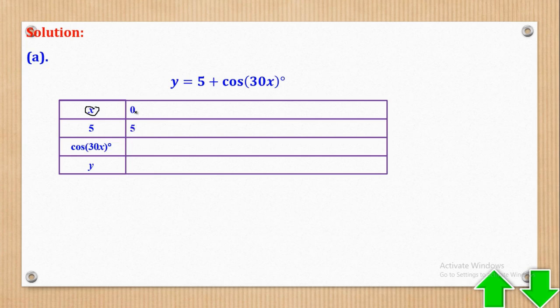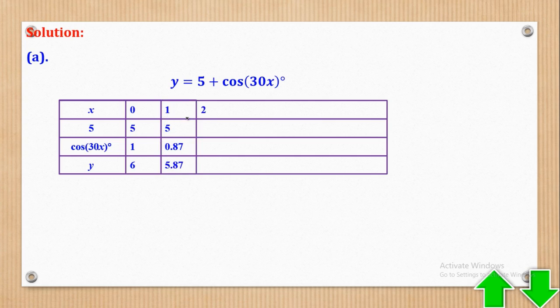When x is 0, here it remains 5, but here it becomes cos 0. Now cos 0 is 1, that is why we put here 1. Then y is got by adding these 2, so when I add those 2, I'll come up with 6. Then what about when x is 1? This remains as 5, but this one becomes 1 times 30 is 30, therefore cos 30 degrees will be 0.87 to 2 decimal places. So here we shall be rounding off to 2 decimal places. So when I add this with this, I'll come up with 5.87.